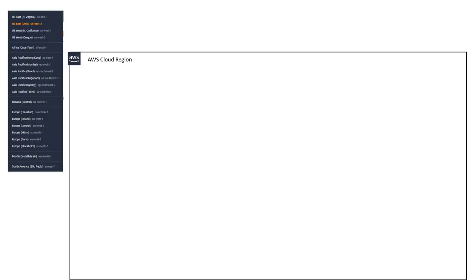AWS consists of the AWS cloud region. This is the top level entity within AWS. The AWS cloud region is just a cluster of data centers that are located in a particular place across the globe. Currently AWS has many regions that span across the globe, a majority of them in the US, Asia, and Europe.